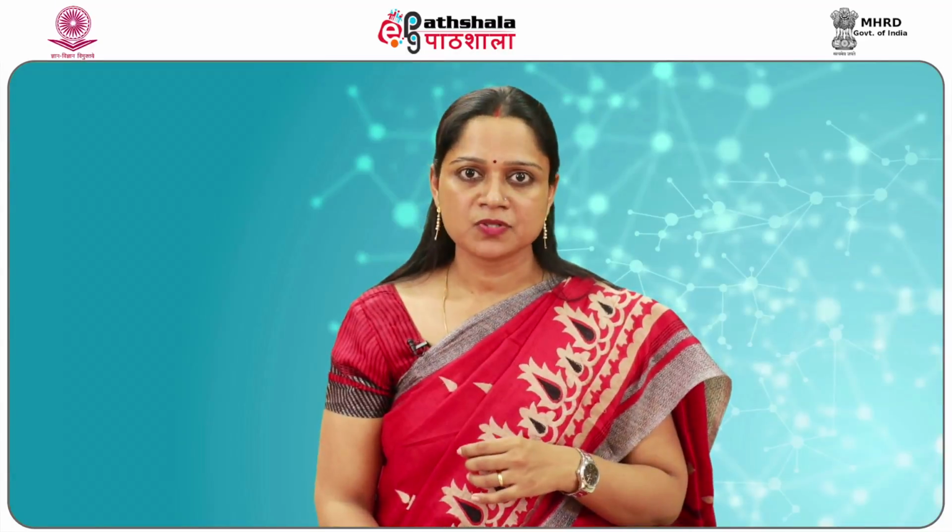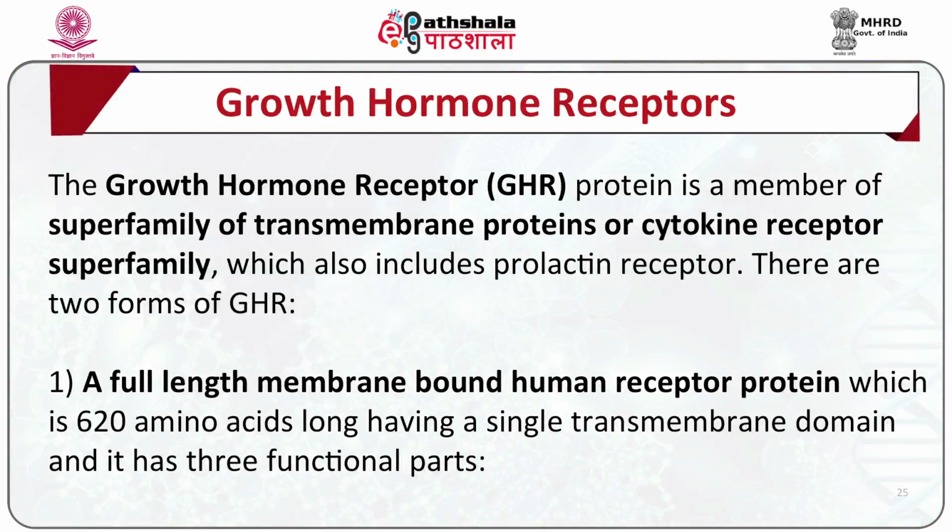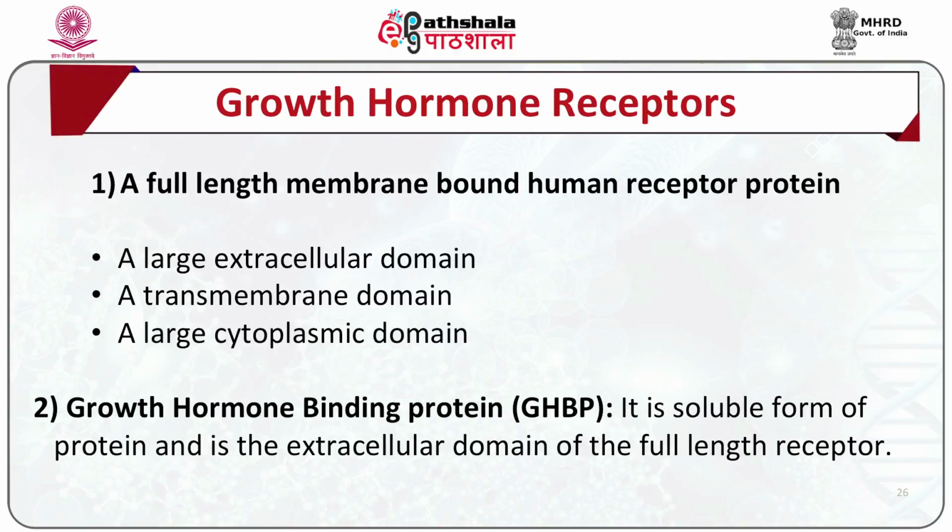The growth hormone receptors. The growth hormone receptor protein is a member of the superfamily of transmembrane proteins, or cytokine receptor superfamily. There are 2 forms of growth hormone receptor, a full length membrane bound human receptor protein which is 620 amino acids long, having a single transmembrane domain, and it has 3 functional parts: a large extracellular domain, a transmembrane domain, and a large cytoplasmic domain. The other form is the growth hormone binding protein GHBP. It is a soluble form of protein and is the extracellular domain of the full length receptor.